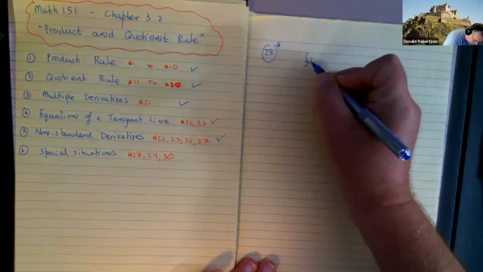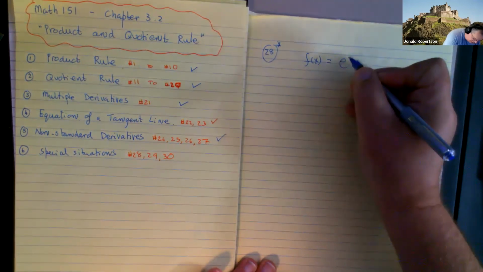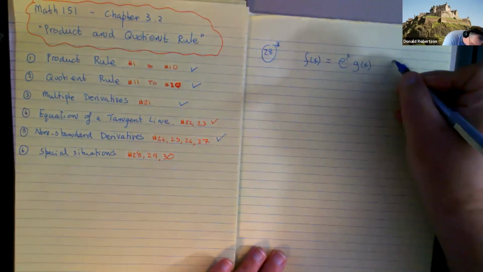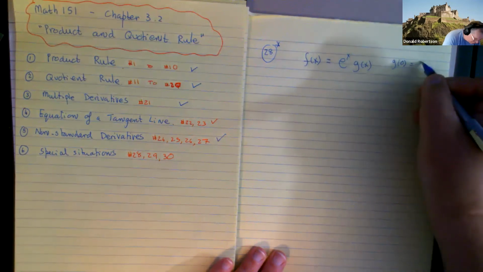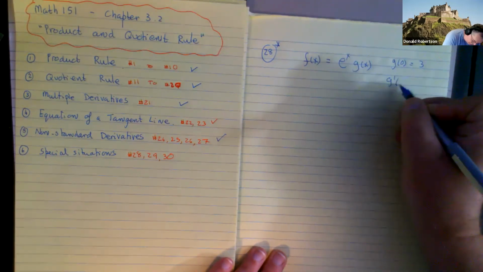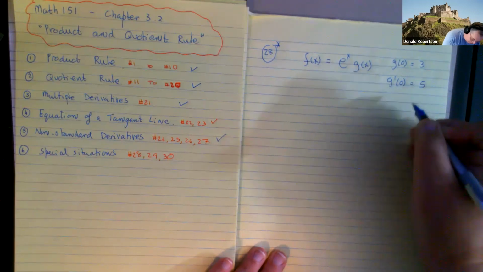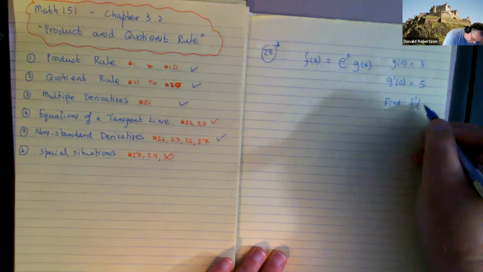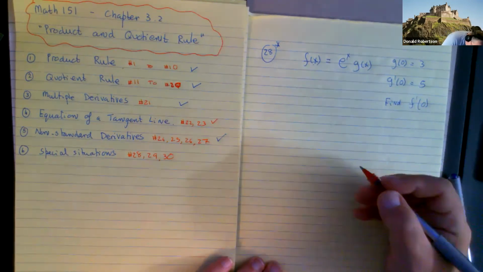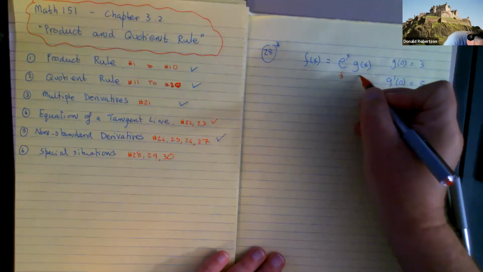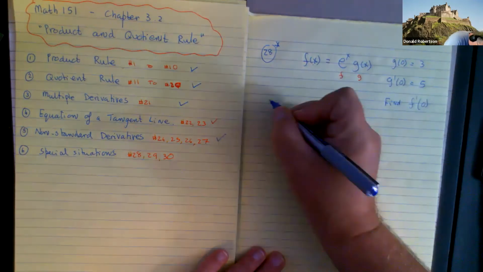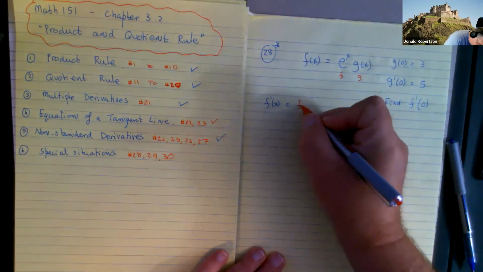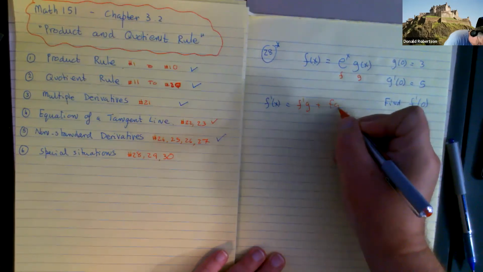We're being told that f of x is e to the x times g of x. We're told that the value of g of 0 is 3, that the value of g dashed of 0 is 5, and we're being asked to find his derivative at 0. So I'm going to call this f, and I'm going to call this g, and so the derivative is going to be product rule: f dash g plus f g dashed.